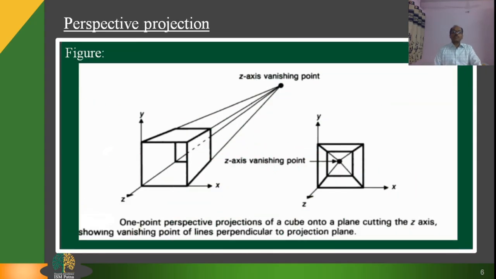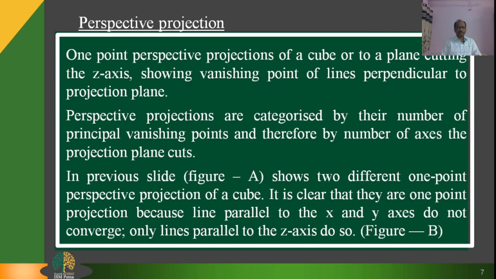Let us see this figure. One point perspective projection of a cube on a plane cutting the z axis, showing the vanishing point of lines perpendicular to the projection plane. So, by the figure you will understand. In perspective projection, one point perspective projections of a cube on a plane cutting the z axis show vanishing points of lines perpendicular to the projection plane.